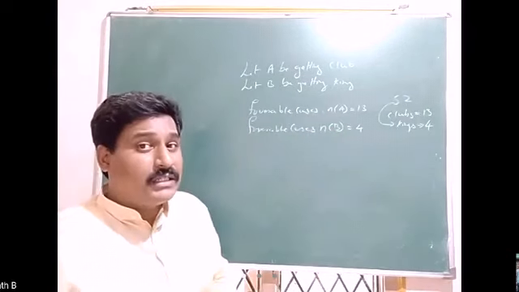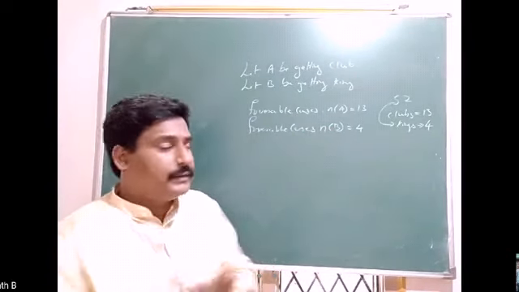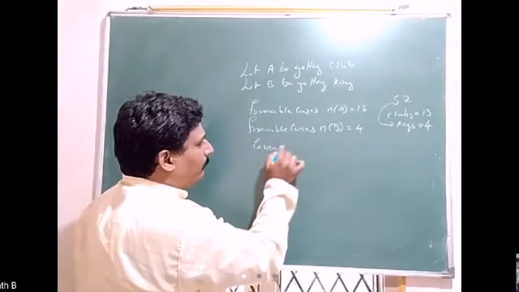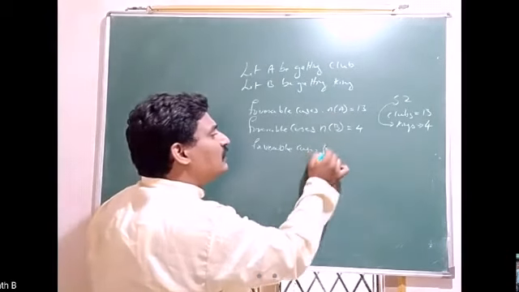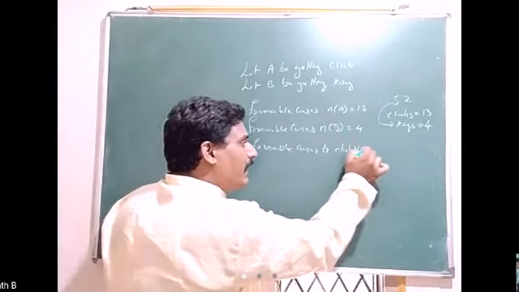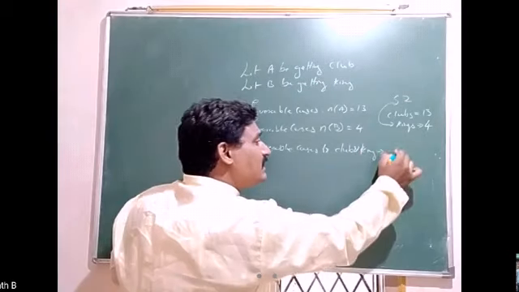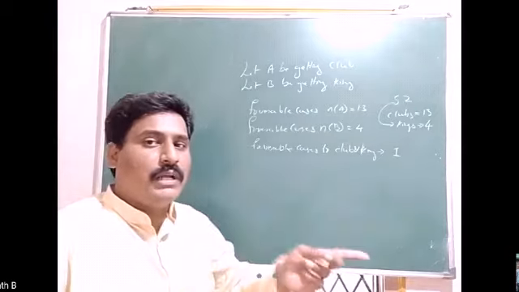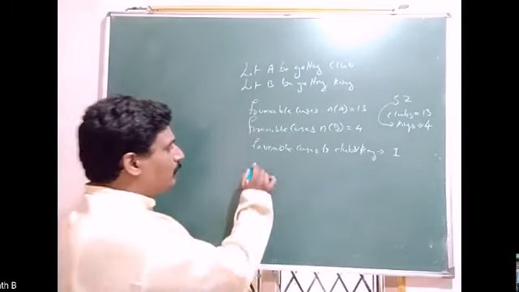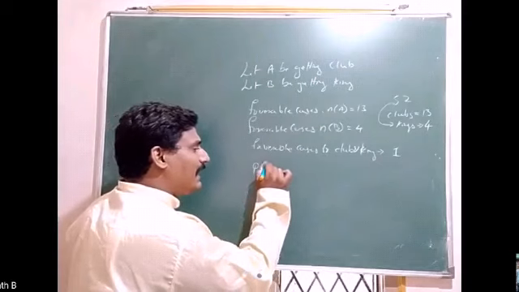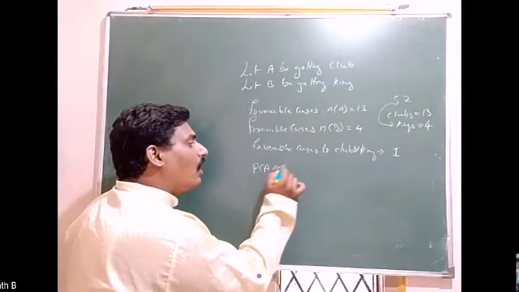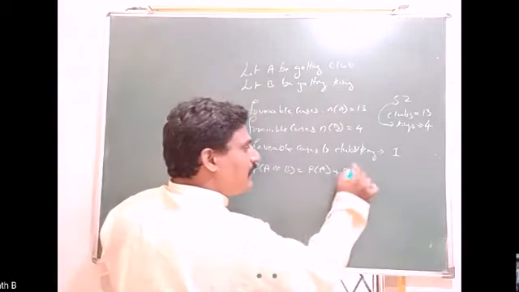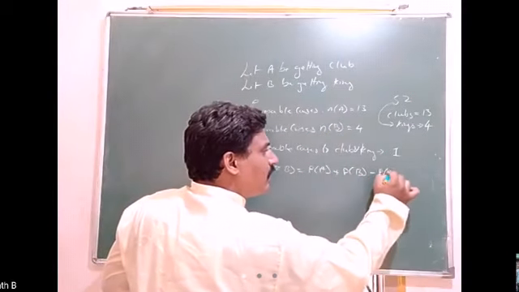Club and king, not club or king. So favorable cases to club and king both is 1. One card which is both club and king. So probability of getting either club or king is equal to P of A plus P of B minus P of AB.